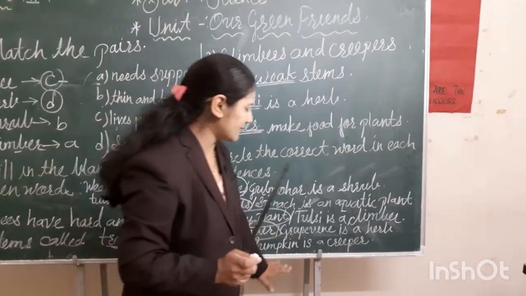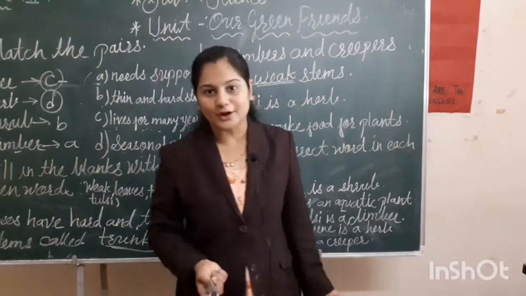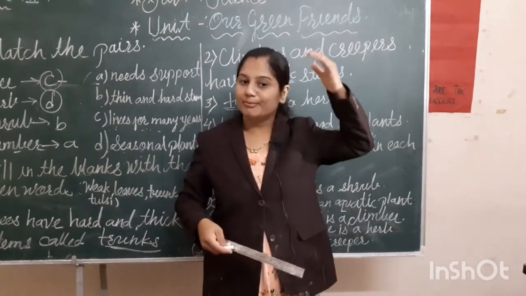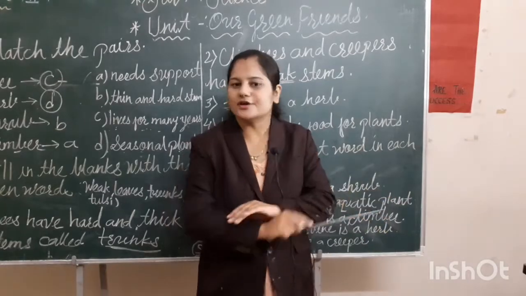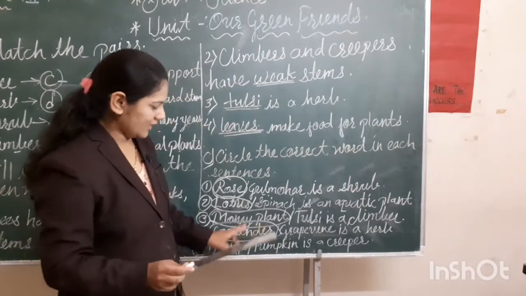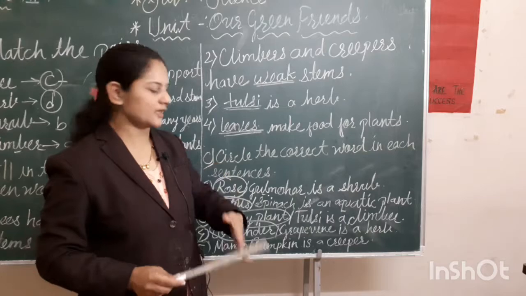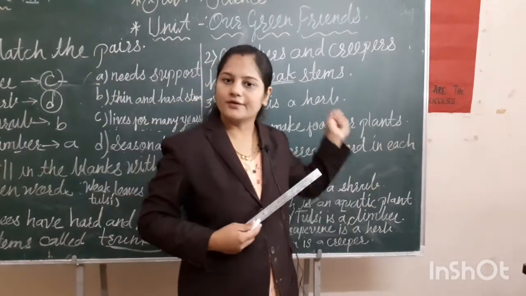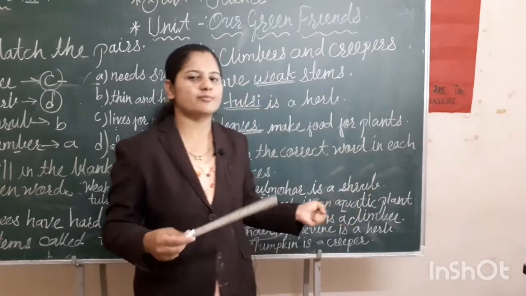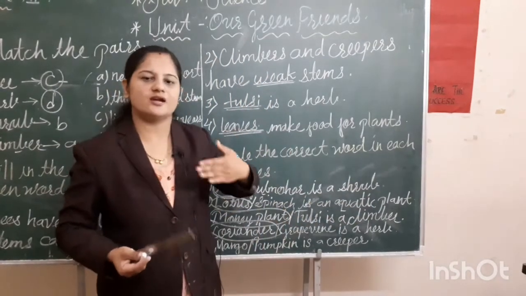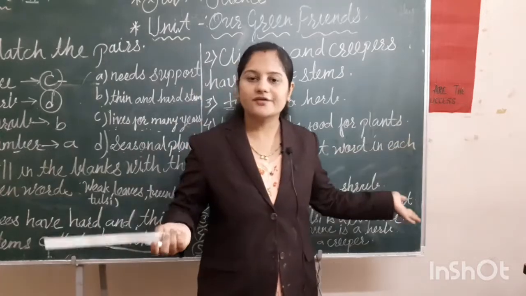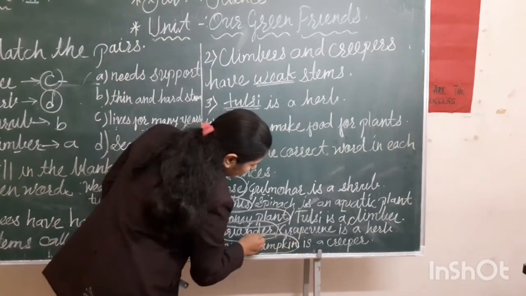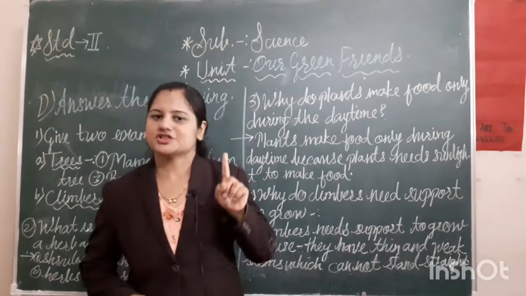Then mango or pumpkin is the creeper. Mango, you all know the tree of the mango. That is a big plant. So, mango is obviously not the creeper, and the pumpkin plant has a big fruit and grows along the ground. The definition of creeper is a plant which grows along the ground. So, pumpkin is the answer. Pumpkin is a creeper. We have completed questions A, B, C.